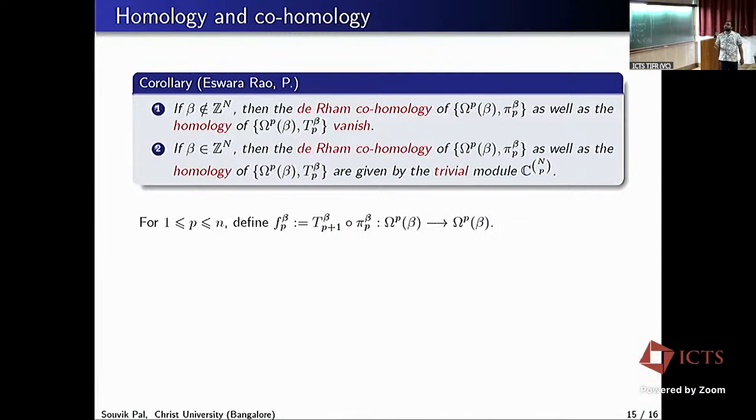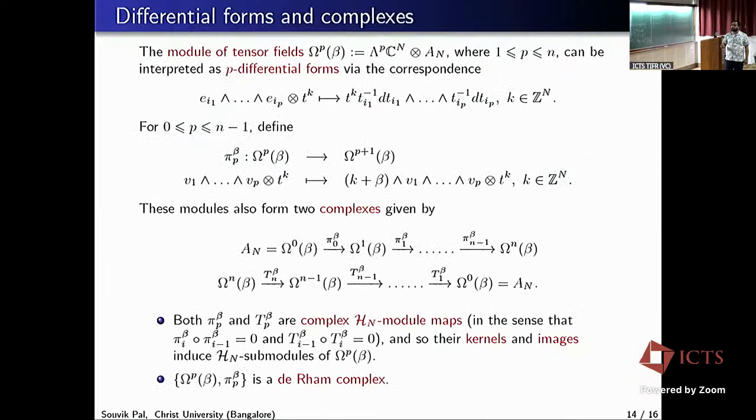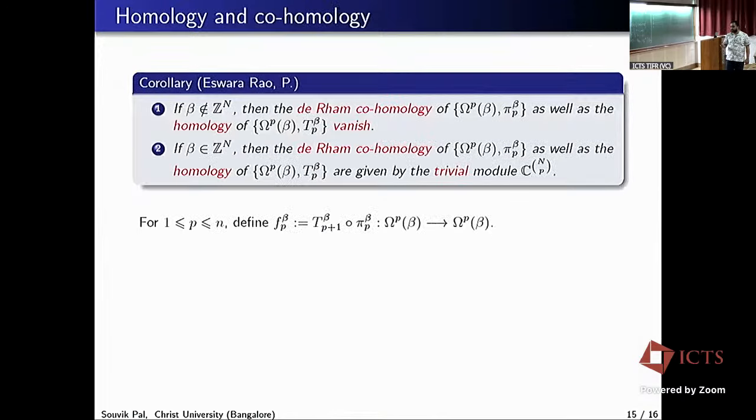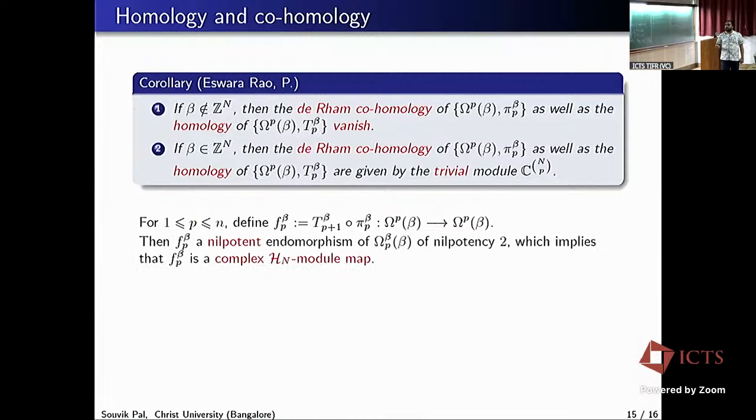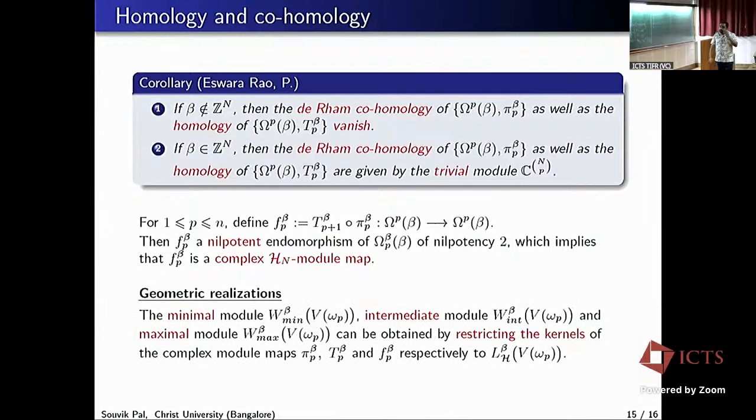So finally, you take the composition of those two maps that I just showed you. If you take the composition, one is increasing, one is decreasing, you will go from this space to the same space. And this is a nilpotent module homomorphism, that means of nilpotency 2, that means it's a complex Hn module map. And so the minimal module, intermediate module, and maximal module, all the three modules that I have defined can be actually realized by restricting the kernels of these complex maps to the fundamental module. So this is the geometric picture.